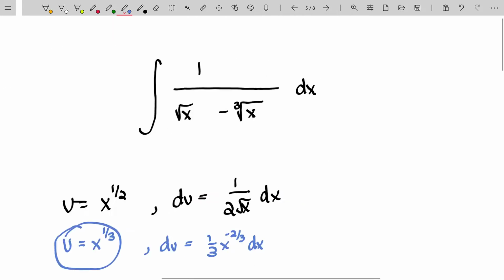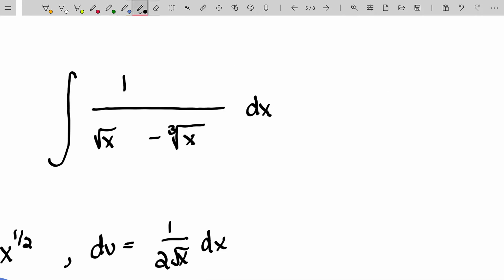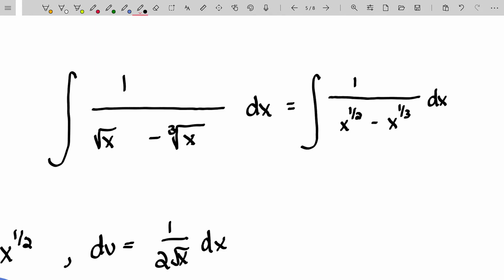The trick to these styles of problems is factoring. First, rewrite everything with rational exponents. Then rewrite those exponents with a common denominator.